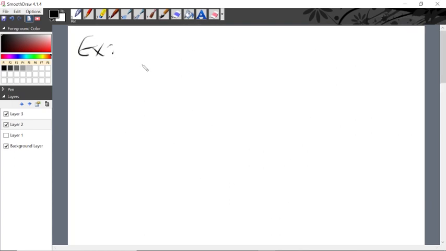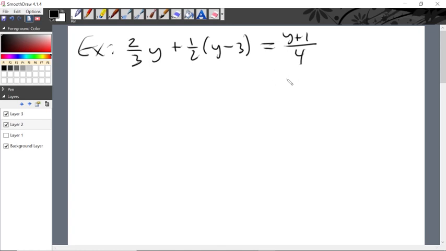Here's another example. We'll see if it's linear or not. Okay, 2/3 y plus 1/2 times the quantity y minus 3 is equal to y plus 1/4. So this equation has fractions in it, right?